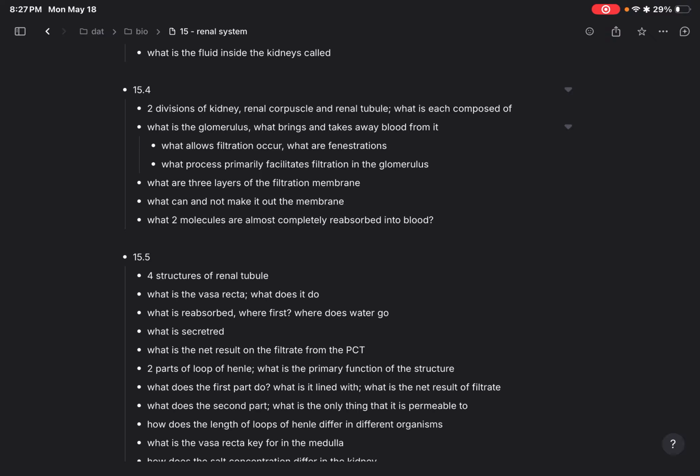What brings and takes away blood? Okay, so glomerulus, ball of capillaries. Blood is brought to it via the renal artery, and it exits via the renal vein. Make sure so I don't get it backwards.